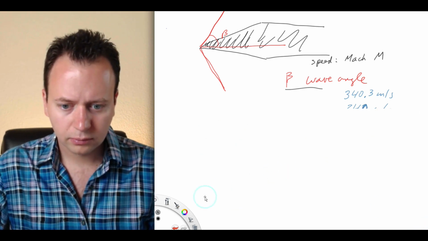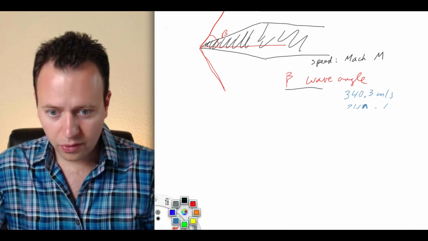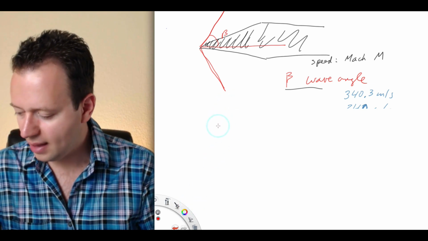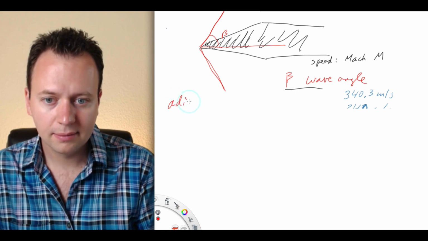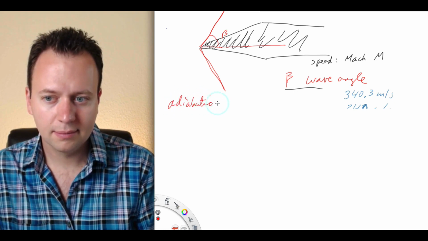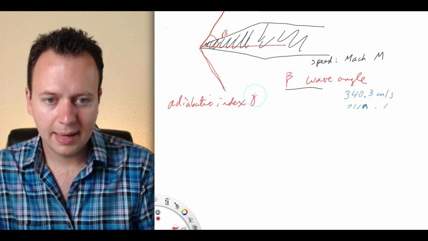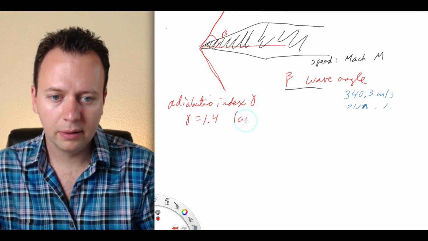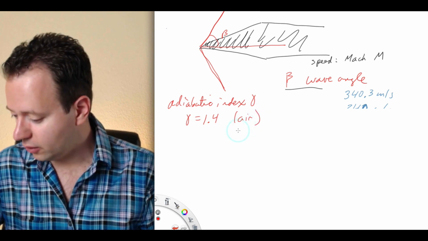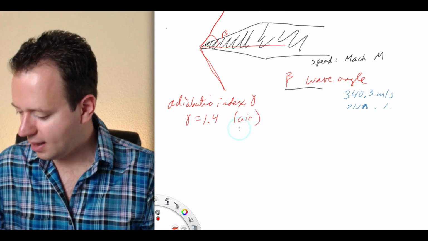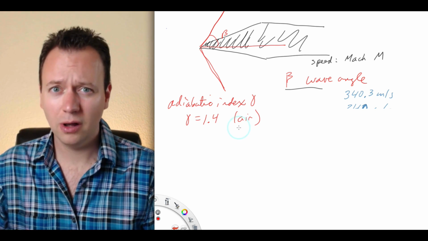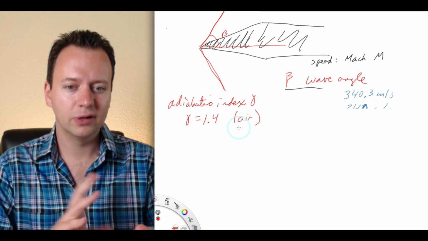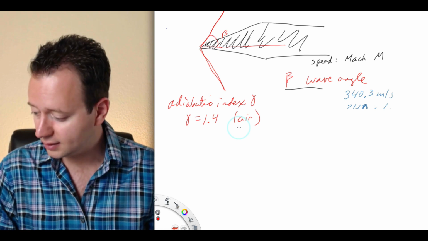Then air, or fluids in general, have something called an adiabatic index, gamma. And gamma for regular air is 1.4. I believe the adiabatic index is a measure of the change in specific heats, but it's a thermodynamic constant for different fluids, so we'll just treat that as a constant.